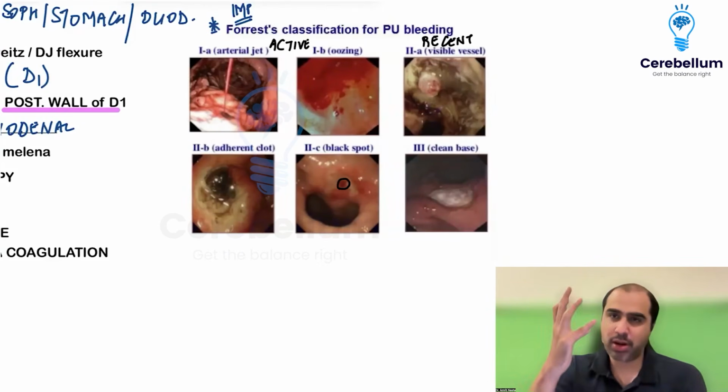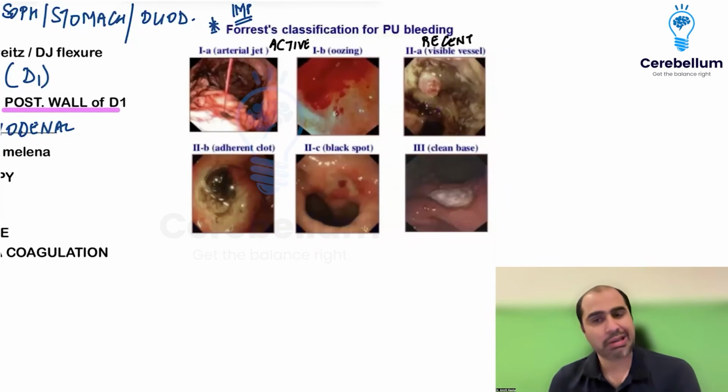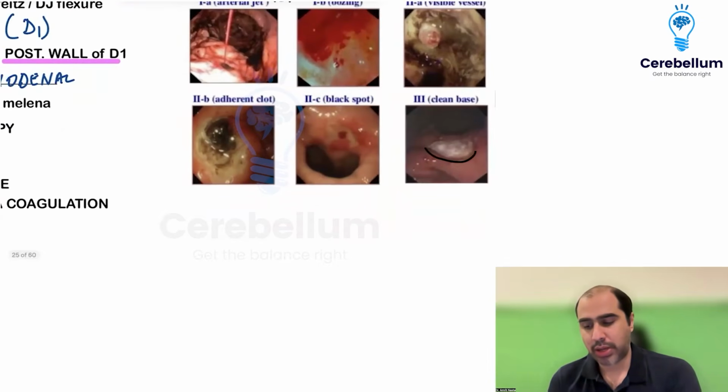Means it must have been a clot, now it is just a dot. So 2A, 2B, 2C, recent. And 3, there is only an ulcer. There is no evidence of recent bleeding. It means it's an old bleed.